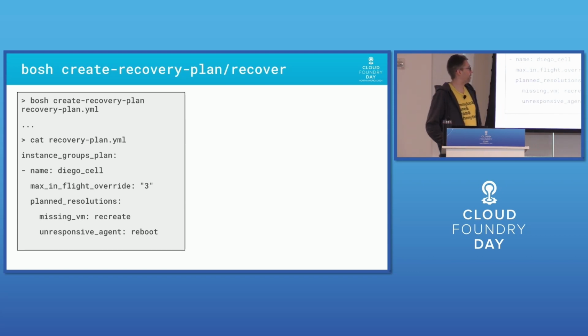So here, there's some ellipses aligning it, but basically we came back with a couple different Diego cells. Some were missing VMs, and we chose to recreate those ones that are missing VMs. Some have unresponsive agents, so we can reboot them. And maybe our max in flight was 1, but we're like, let's do 3.